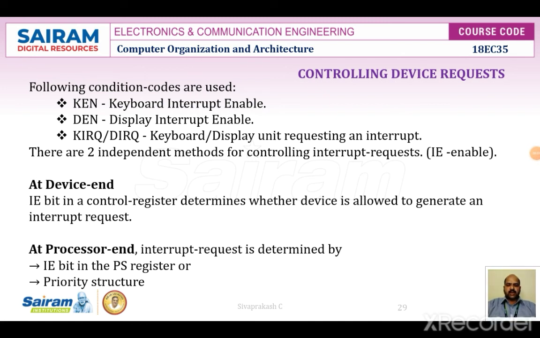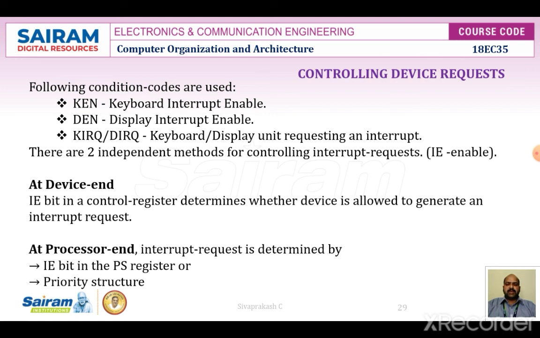Next, controlling device requests. What is actually controlling device requests? The following condition codes we have come across: three condition codes for enabling and interrupt requests between the keyboard and the display. The condition codes are KEN, DEN, KIRQ and DIRQ: keyboard interrupt enable, display interrupt enable, keyboard unit requesting an interrupt, or display unit requesting an interrupt.